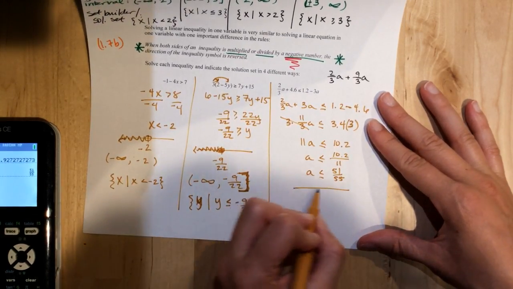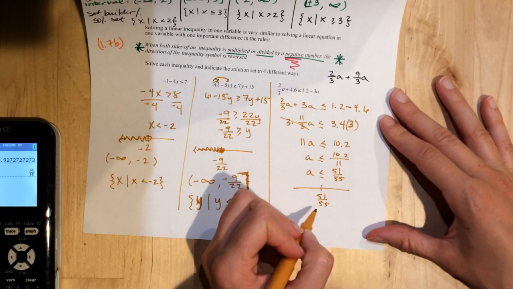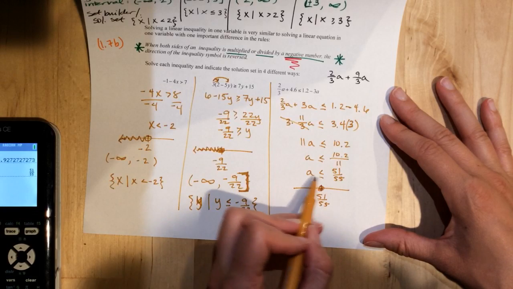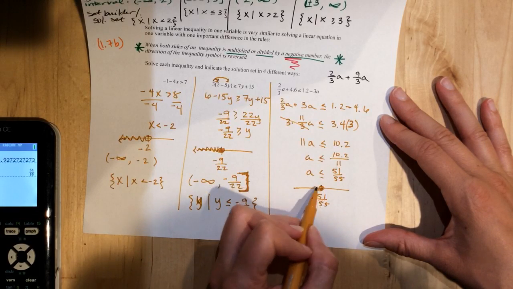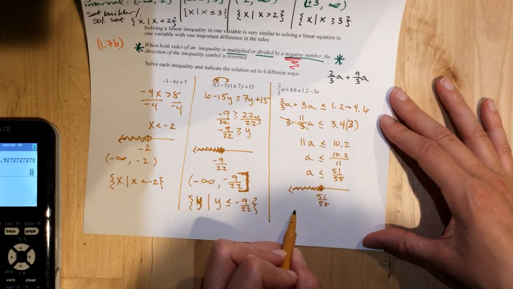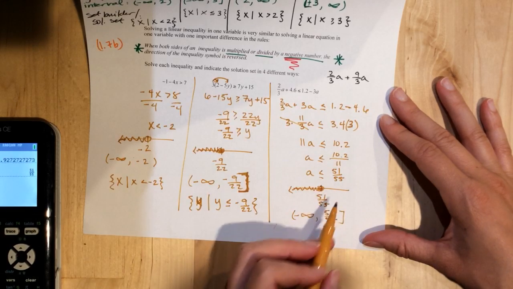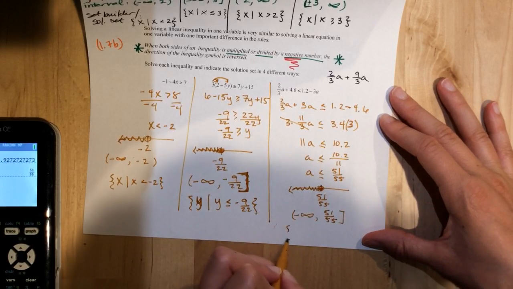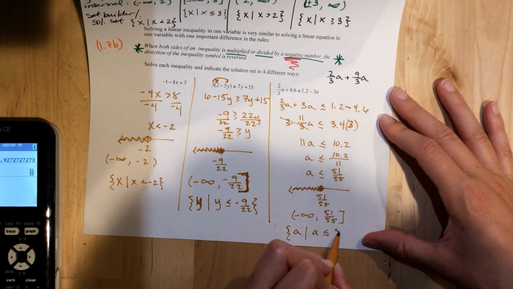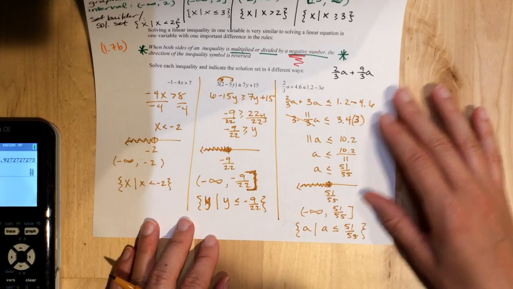Now, graphically, we've got 51/55. Open or closed circle? Closed, because it's or equal to. Now, which way are we going to shade? To the left, because a is less than or equal to. So representing this as an interval, we've got negative infinity to 51/55, bracket because of the filled in circle, right? And then set builder notation, we've got all values of a such that a is less than or equal to 51/55. All right, hopefully that wasn't too shabby.